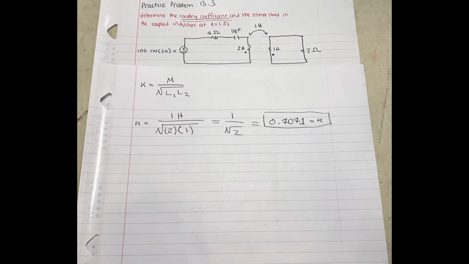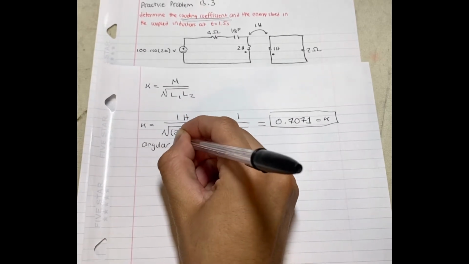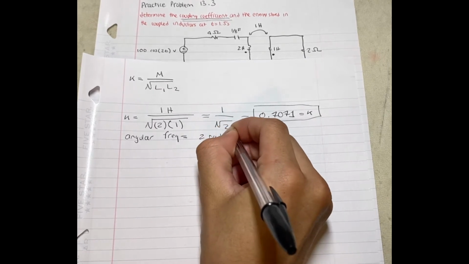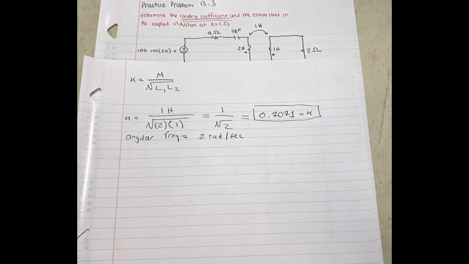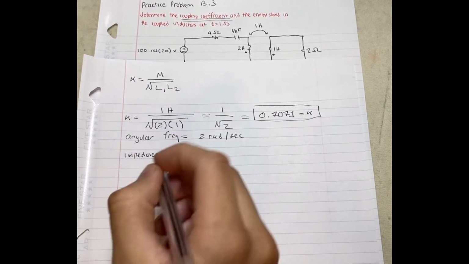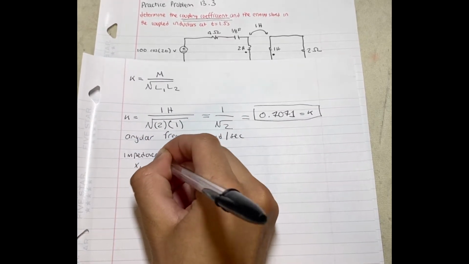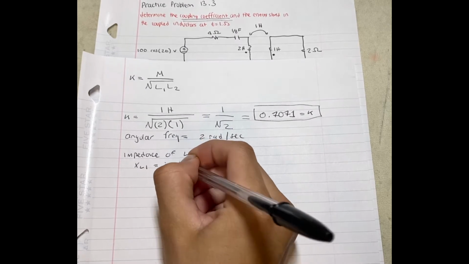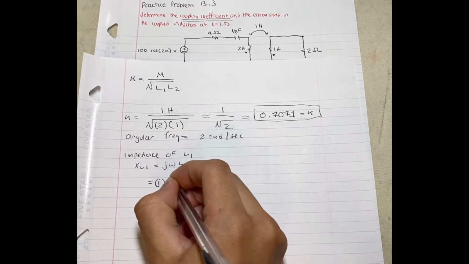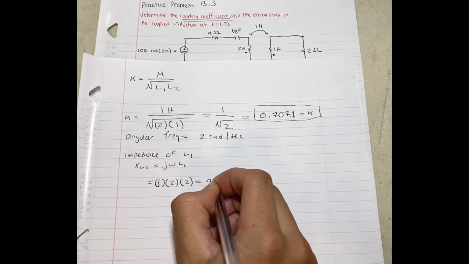First, we need to find the frequency domain equivalent. We can do this by taking into account at first the angular frequency, which in this instance is 2 radians per second. Now we begin our conversion by taking into account the impedance from inductor 1, inductor 2, the mutual inductance, and the capacitor. So the impedance of L1 is equal to j omega L1. This is going to turn into j times 2 times 2, which is going to give us 4j.